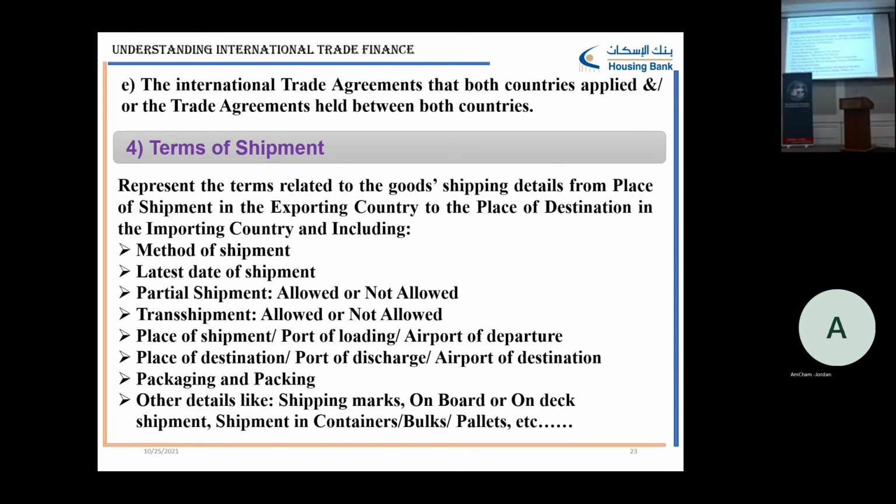The transshipment, allowed or not, we must insert this condition. Are you as exporter, when you deal with the carrier, allowing the carrier to change the mode of shipment, switching the vessel to another vessel, or the plane to another plane, on the way from the exporting country to the importing country? This is very important because some goods cannot be safe if they are moved from one mode to another, from vessel to vessel or plane to plane.